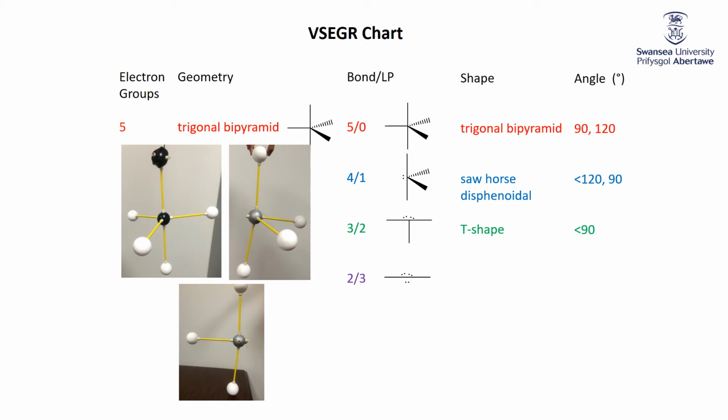What happens there is you just lose the last equatorial position, so it is linear, and the angles are exactly 180 because the lone pairs cancel out. If you think about this particular shape here, you've got a lone pair there, and a lone pair there. They're all repelling, but their repulsions cancel out. So this is a perfectly linear molecule, XeF2.